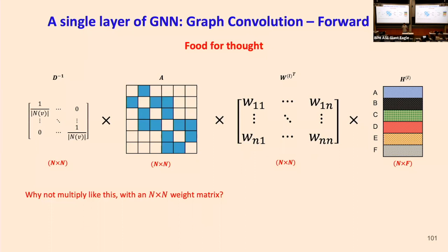Because suppose you want to add new nodes. Well, a lot of them would have been going to 0 anyway, right? Because the adjacency matrix is still there.